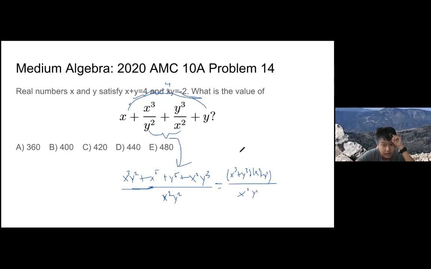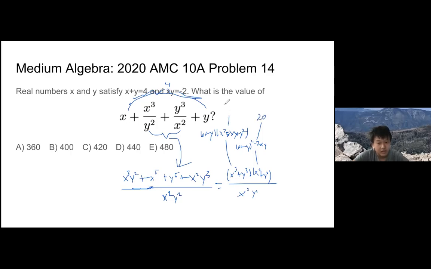How can we calculate these? Well, x cubed plus y cubed, we know this is x plus y times x squared minus xy plus y squared. x squared plus y squared is x plus y squared minus 2xy, because x plus y squared is x squared plus y squared plus 2xy. This evaluates to, plugging this in, 4 squared plus 2 times 2, that's 20.